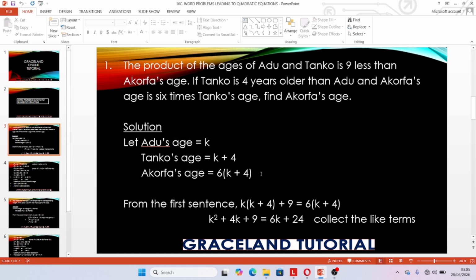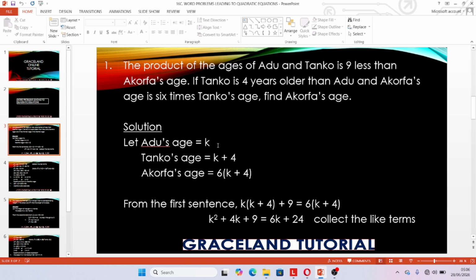Now, from this analysis, we can come up with an equation for calculating Akofa's age. From the first statement, it is given to us that the product of the ages of Adu and Tanko is 9 years less than Akofa's age. In other words, when you multiply the ages of Adu and Tanko, the result is still 9 less than Akofa's age. What are we going to do?